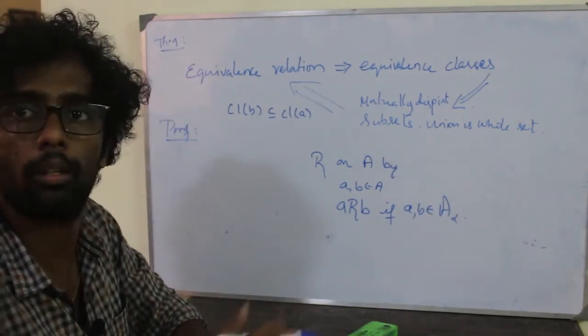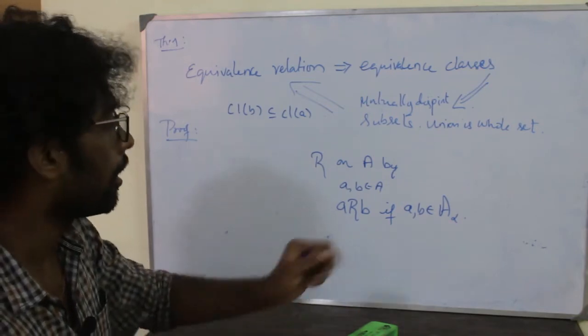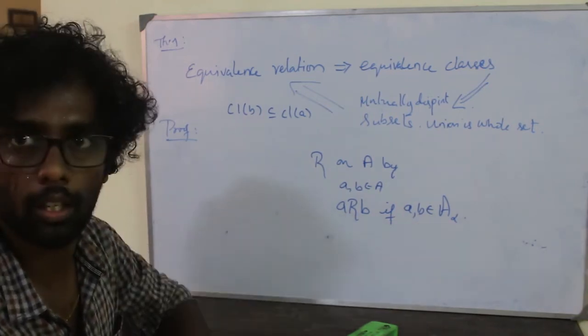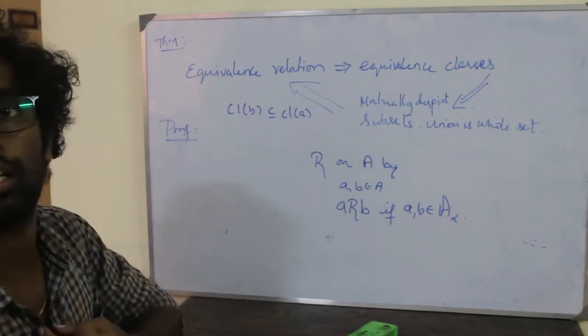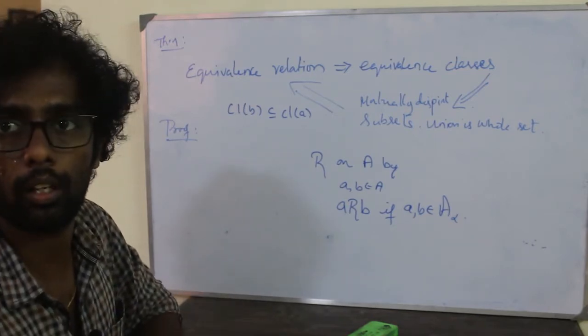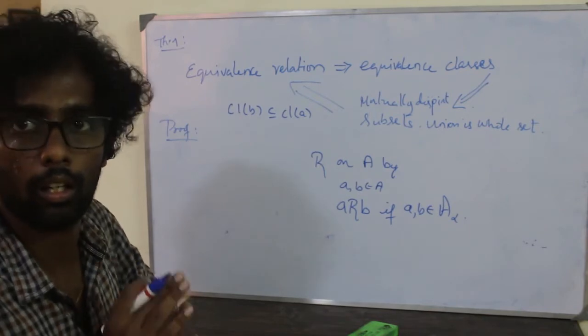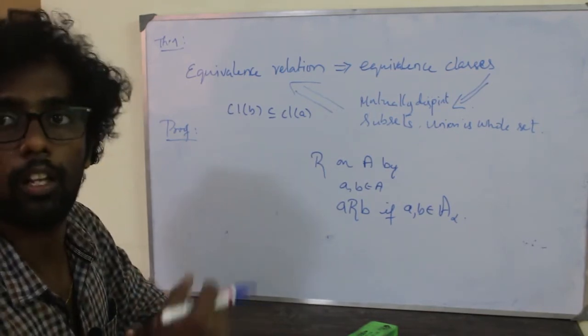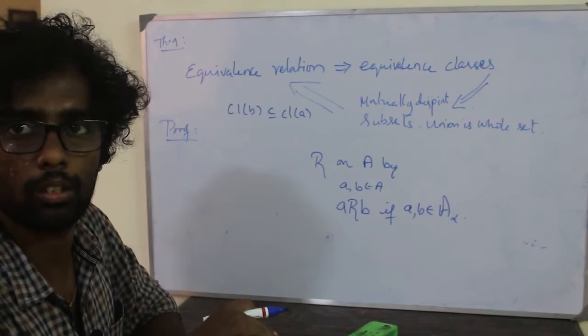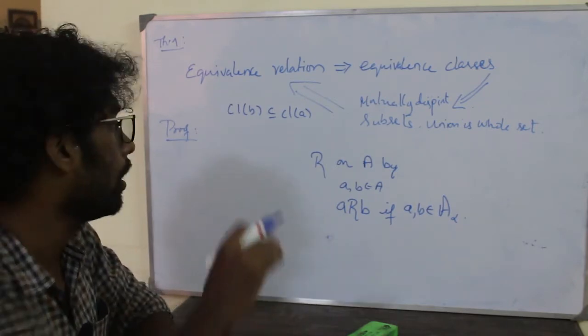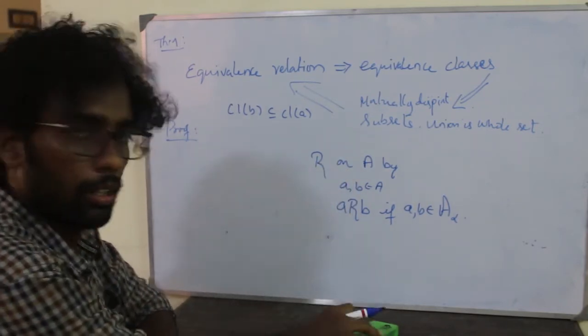We said the set is broken into many sets. If a and b are in the same set, then a and b are related. This is how I am going to define the relation: all elements in the same set are related. We have to prove this is an equivalence relation, which is not very difficult to prove. Let me prove it.